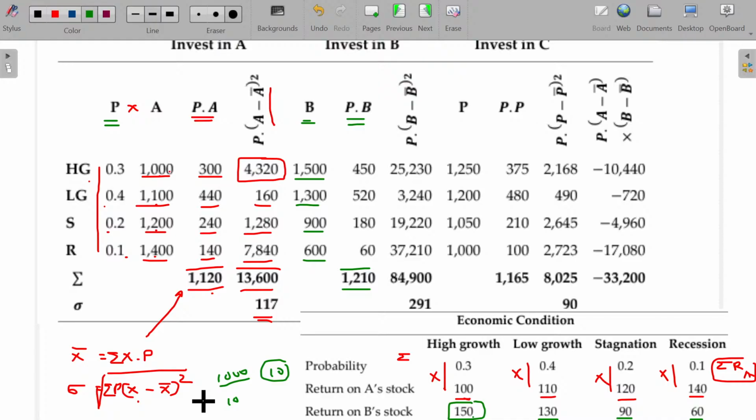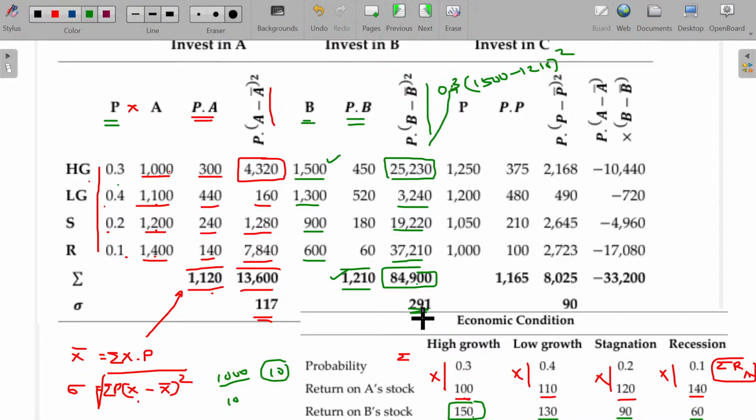Similarly, you have to calculate the standard deviation for B also by applying the same formula, x minus x bar. Here x being 1500, x bar being 1210. So this value can be calculated this way, 1500 minus 1210, so 290 to the power 2 multiplied with the probability for the first scenario being 0.3. Hope you will be getting 25,230 here. Repeat the same for the rest of the 4 and add this. This is called variance and take the root of this. So you'll get the standard deviation here.